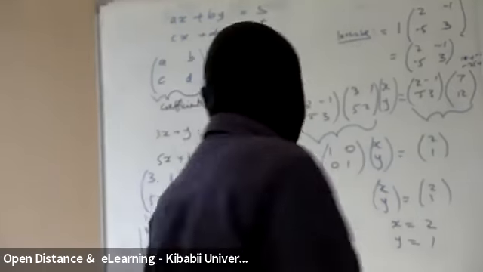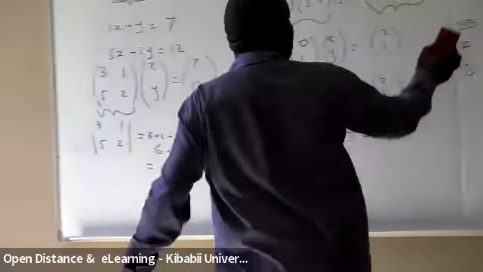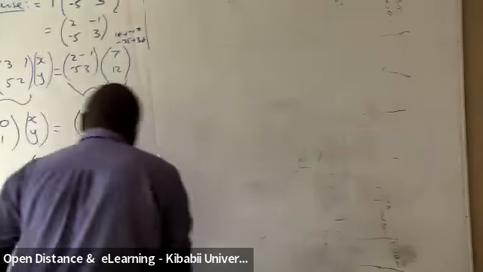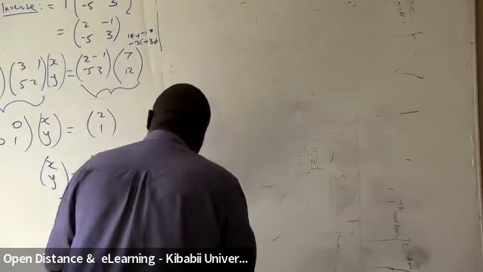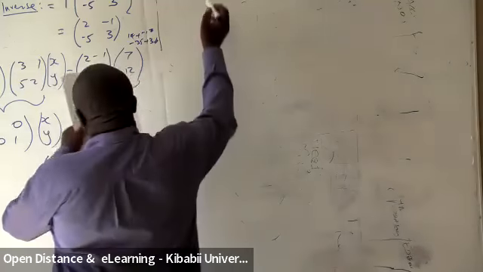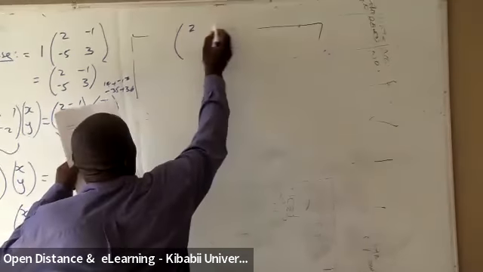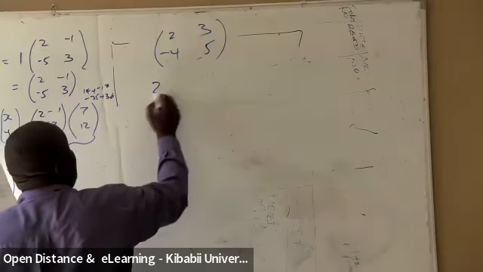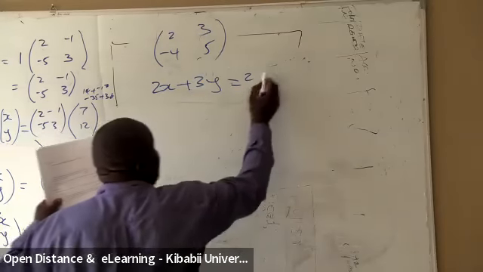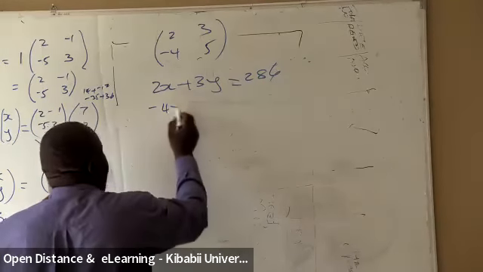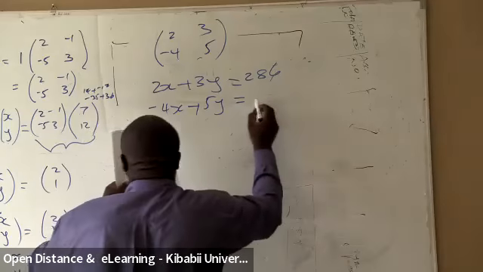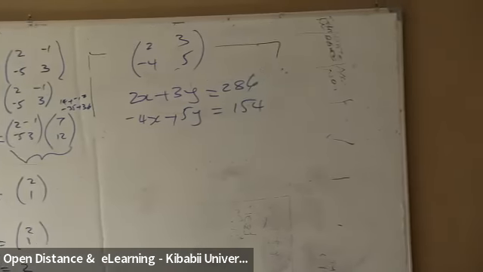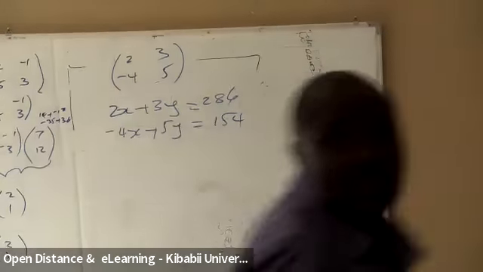Try the following. For example, 2. Find the inverse of 2, 3, negative 4, 5, and hence solve 2x plus 3y is equal to 8, negative 4x plus 5y is equal to 14. Find out that, then let's see what happens.